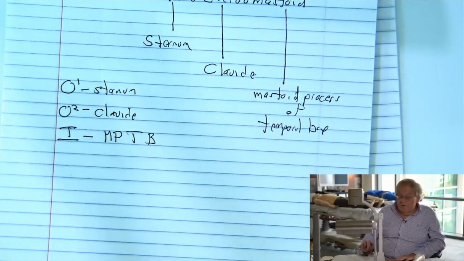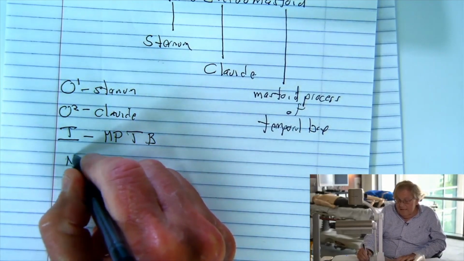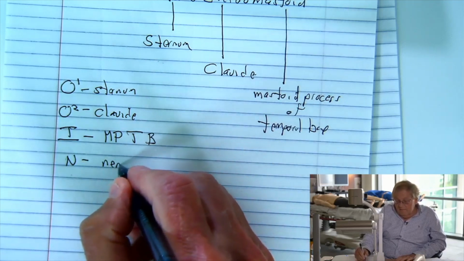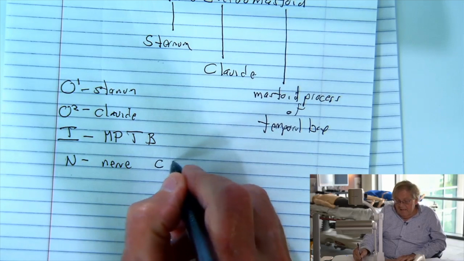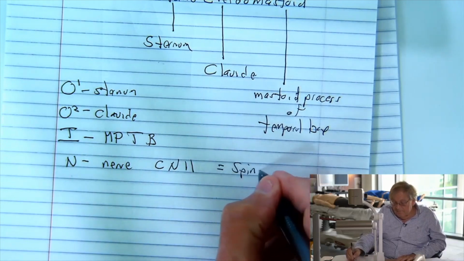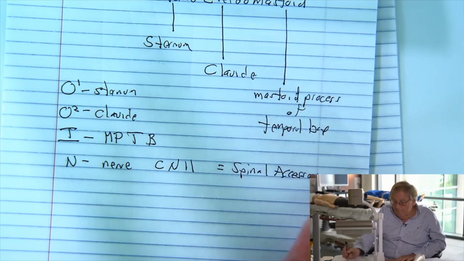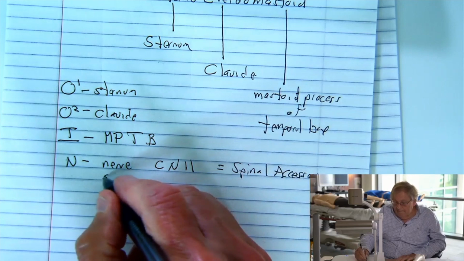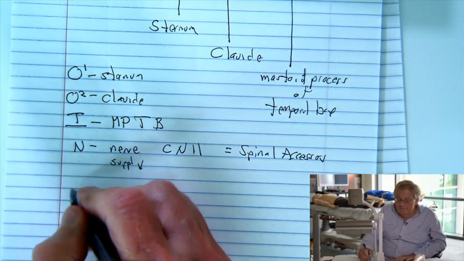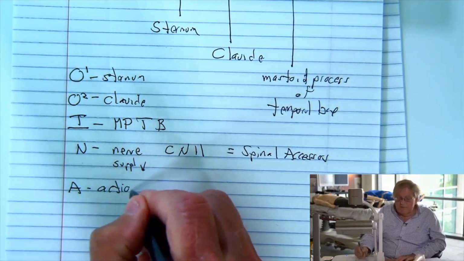Remember I said we also want to know what's the N. So let's do N next. The N, or nerve supply, is going to be CN11, and that's called the spinal accessory nerve. But I've also got to have an A. Remember, A stood for action. This is where it's a little tricky.